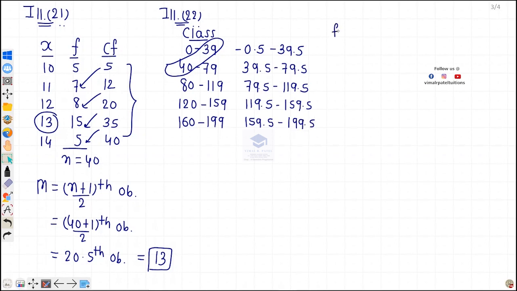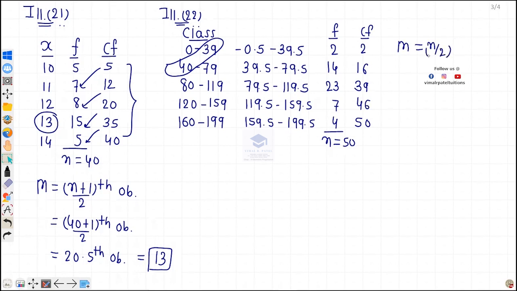Then frequency: 2, 14, 23, 7 and 4. Then CF: 2, then 2 plus 14 is 16, 16 plus 23 is 39, 39 plus 7 is 46, and plus 4 is 50. So first of all, M is equal to N by 2, that is 50 by 2.